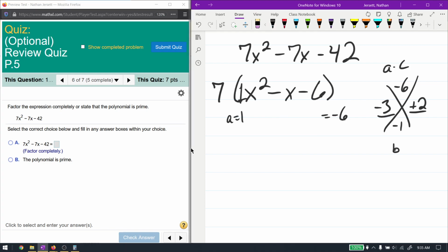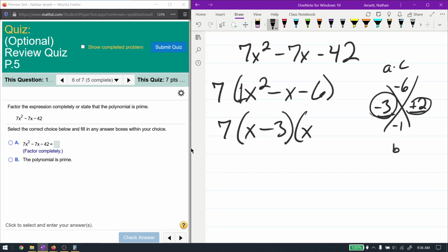Now, because A is 1 here, we can use the shortcut method. We don't have to do the full AC method. And it works out by having x minus 3, x plus 2. That's the shortcut. It's very nice whenever A is 1, you can immediately do that. All you have to do is find these two numbers and you can plug them in there. You can always check your work by foiling it out and seeing if you get back to the same thing.